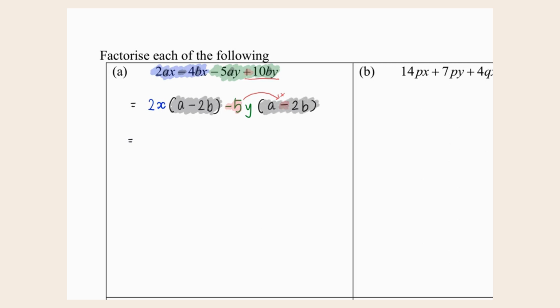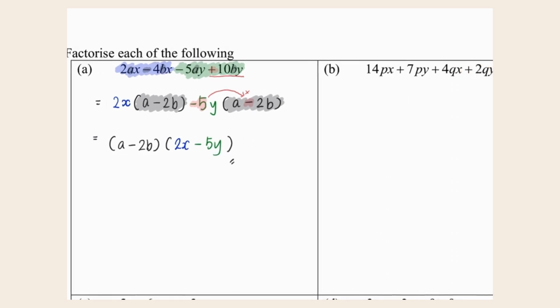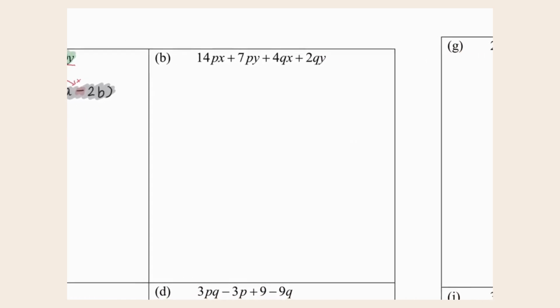A minus 2b will be my common factor. And I'm left with 2x minus 5y. Let's practice one more question now on part B.